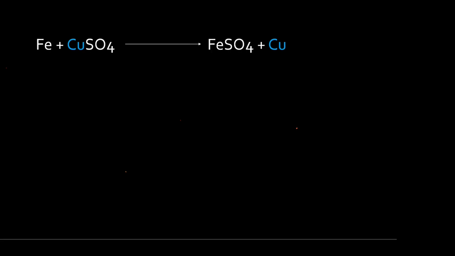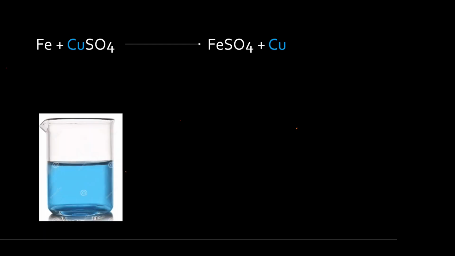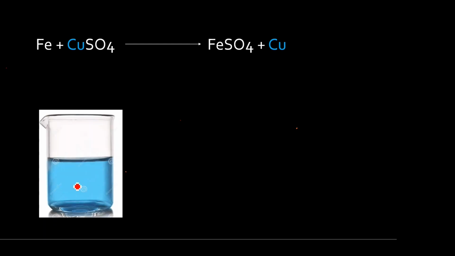Let's see with example. Iron reacts with copper sulfate solution. What will happen? So this is a copper sulfate solution and an iron nail is dipped in the copper sulfate solution. Copper sulfate solution will dissociate into copper 2+ ions and SO4 2- ions in the solution. And the iron nail, it will lose its electrons. It will give electrons to the copper ions.